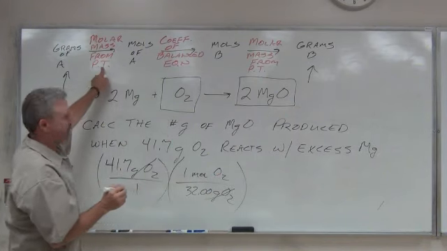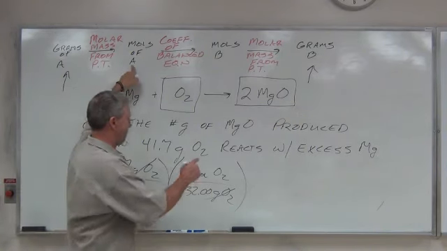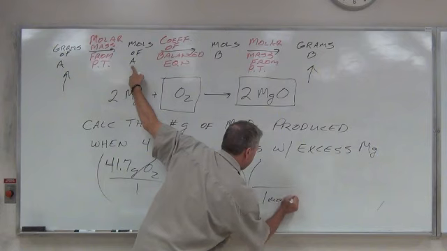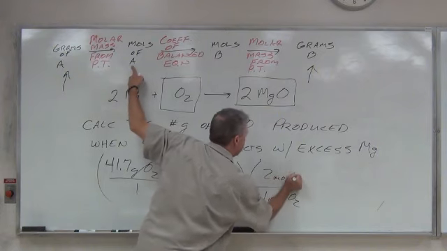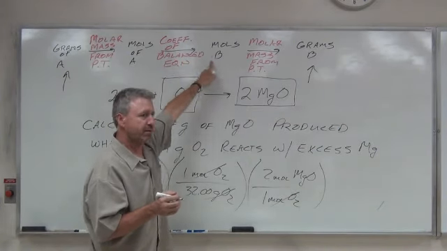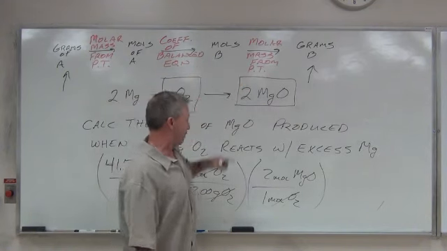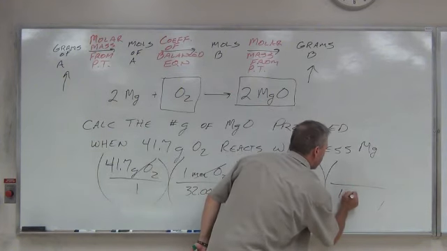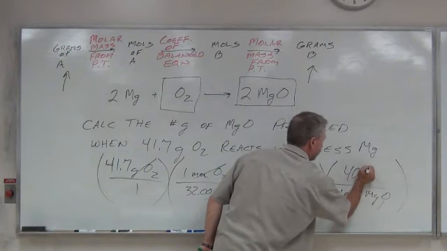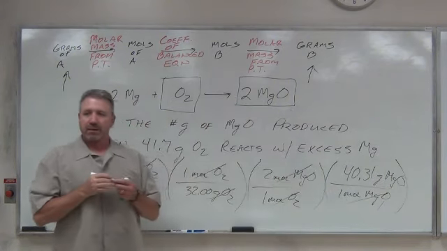Gone. That's where I am. Now I'm here. I need to convert between moles of O2 and moles of MgO. I have 1 mole of O2, 2 moles of MgO. Now I'm here. Just use my stoichiometric coefficients. Now I need to get to grams of B. I'm going to use my molar mass. 1 mole of MgO. What did we say it was? 40.31? Yes. Done.